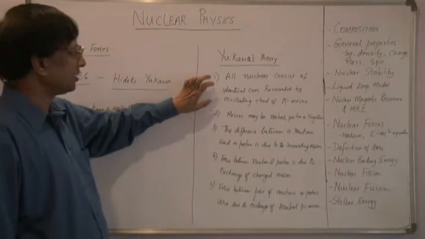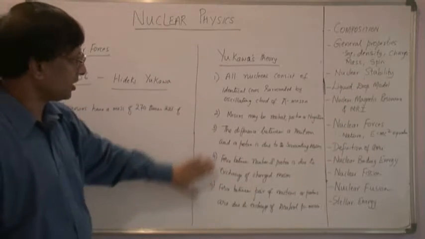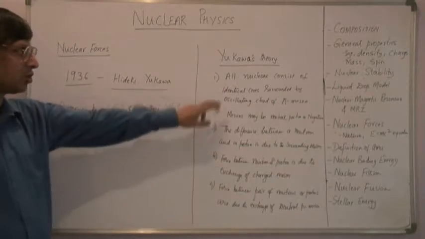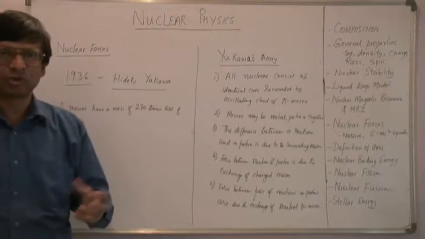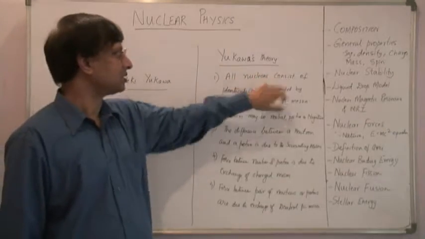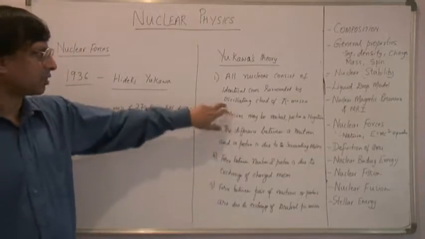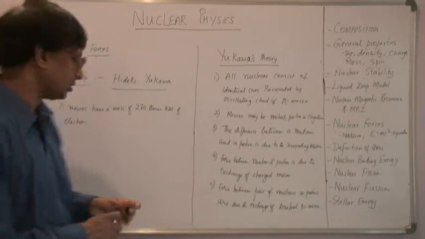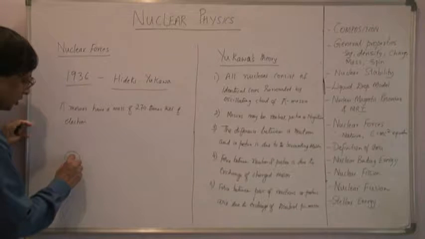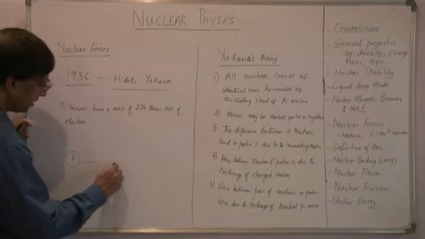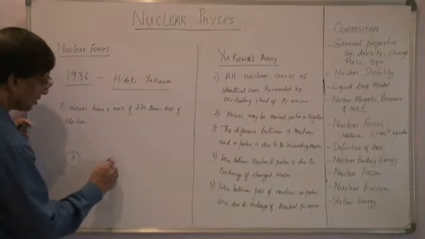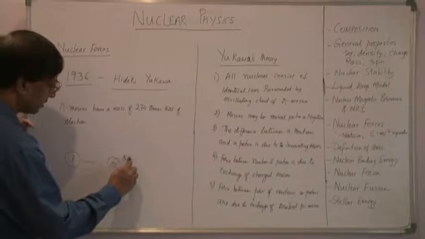So as I mentioned, this is Yukawa's theory. The first one says that all nucleons, remember a nucleon is a general term used for a proton as well as a neutron, consist of identical cores surrounded by an oscillating cloud of pi meson. So all it says is, if it is a proton, then this would be equivalent to a central core surrounded by a cloud of pi meson.